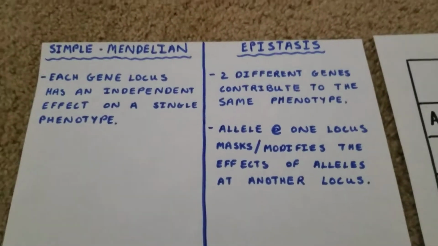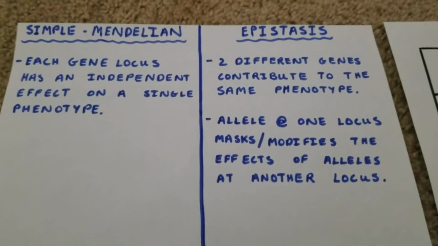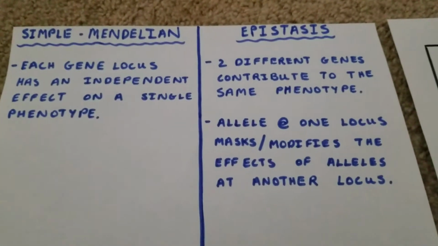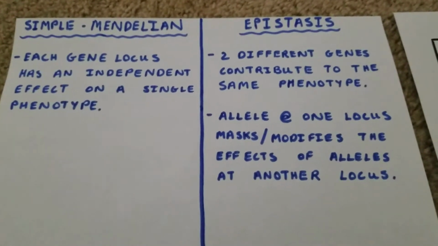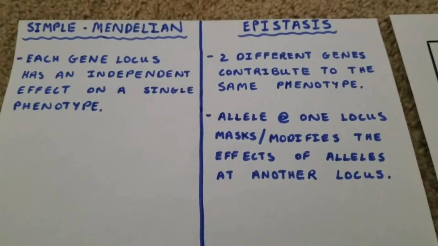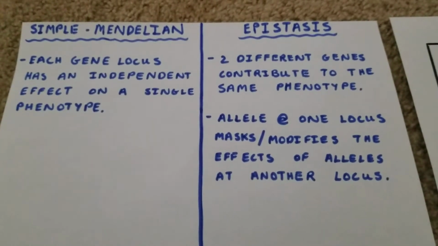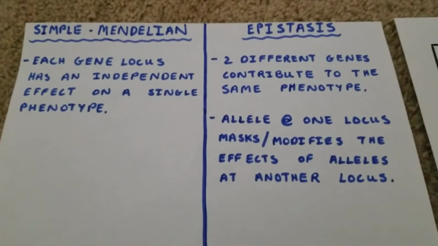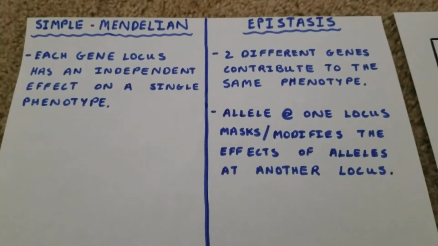So today we'll be talking about the concept of epistasis. What is epistasis? Epistasis is when two different genes contribute to the same phenotype. It's when an allele at one locus masks/modifies the effects of alleles at another locus. On the other hand, simple Mendelian inheritance is when each gene locus has an independent effect on a single phenotype.